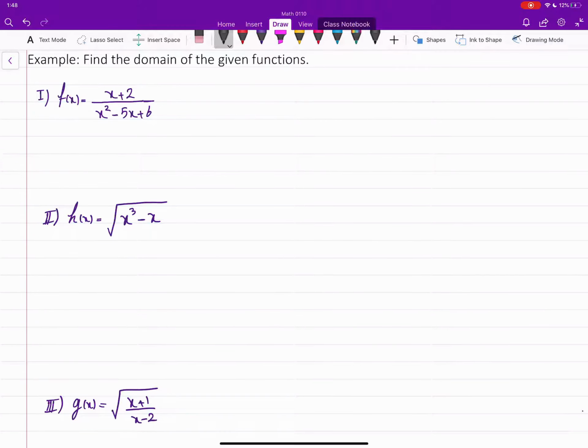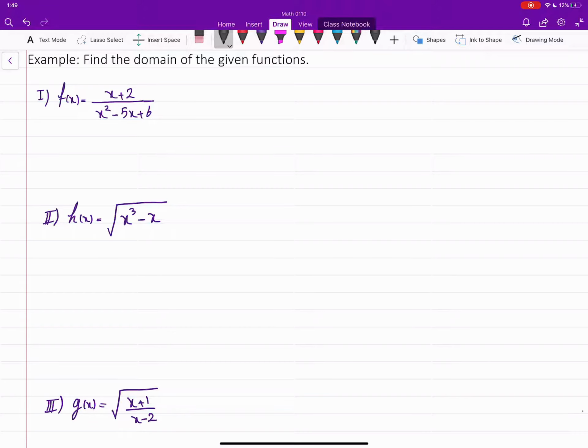Hi, in this video we will do some examples of finding the domain of given functions. First, you should remember two things while trying to find the domain. There are two restrictions that we have to keep in mind. One, the denominator cannot be 0. Two, under the square root cannot be negative.